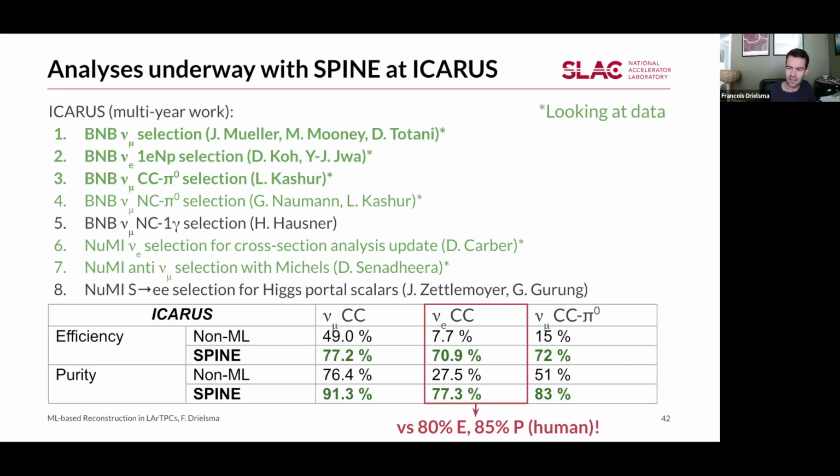But the takeaway I want to highlight is if you look at the table at the bottom, I've taken 3 different reconstruction targets, so selecting muon neutrino, electron neutrino, and muon neutrino that produce a pi zero. You can see that in all cases, if you compare SPINE to other non-machine learning reconstruction paradigms, both the efficiency and the purity of this selection have dramatically increased. And in particular, if you look at the electron neutrino selection, both the efficiency and purity have become very, very close to what a human can achieve by just hand scanning images. So that's really exciting to see.